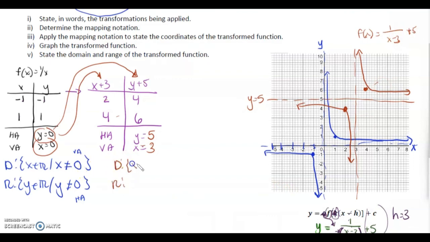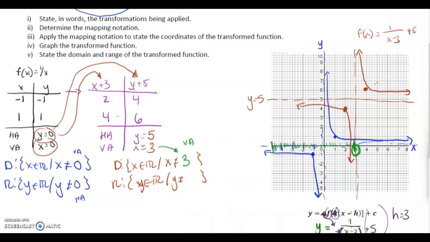Okay, and now let's set up our domain and range. So it's always going to be x ∈ ℝ such that x does not equal, y ∈ ℝ such that y does not equal. So again, logically, x equals -5, all these numbers, -4, all these numbers, -3, -2, -1, 0, 1, 2. Oh, x does not equal 3, which is our vertical asymptote.